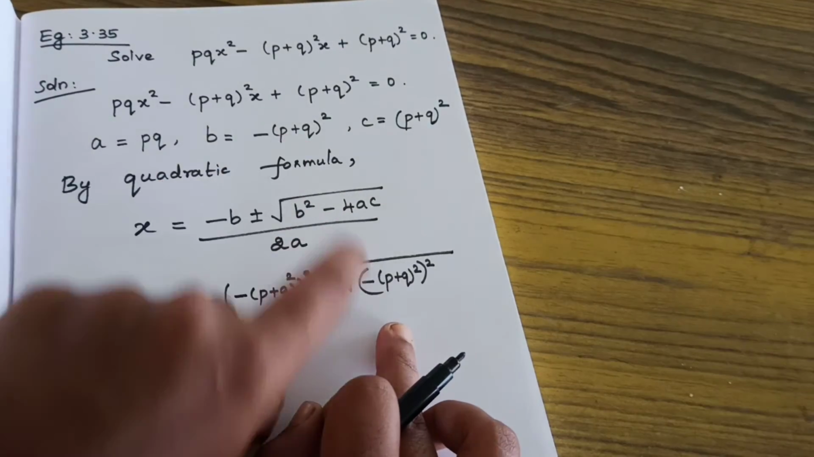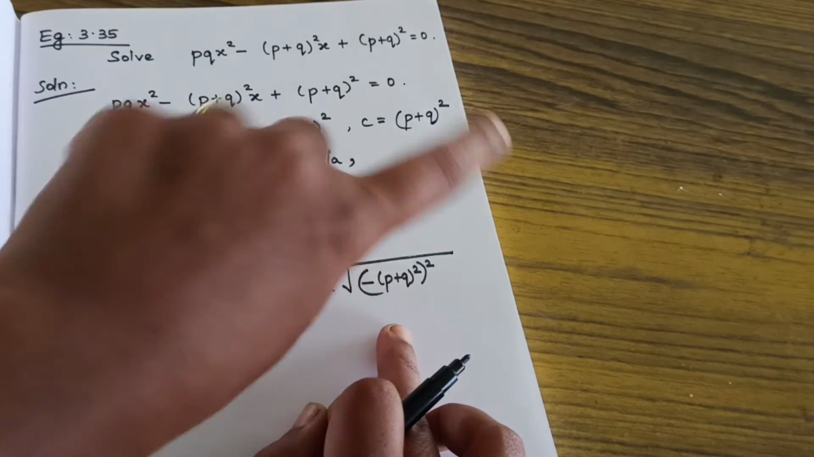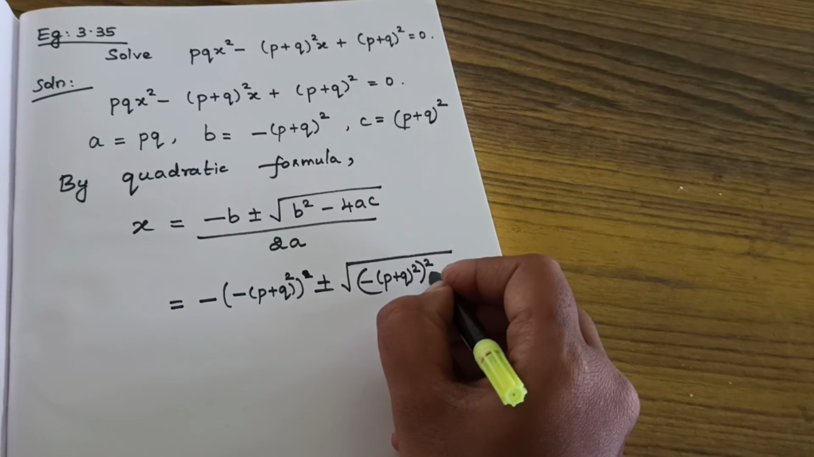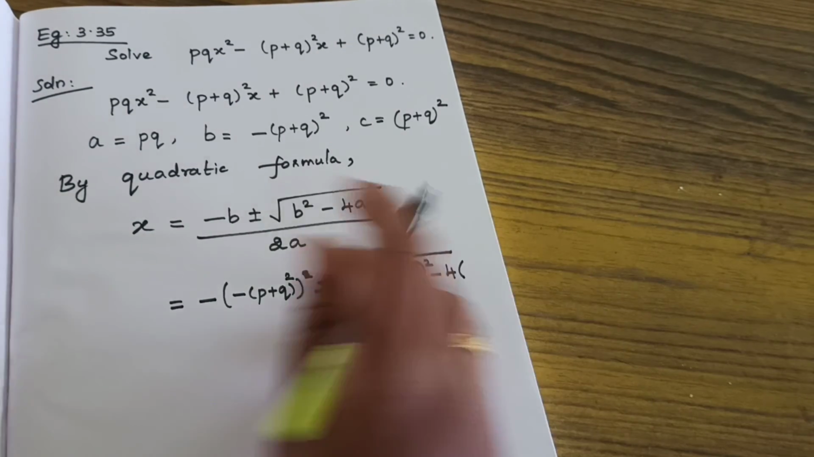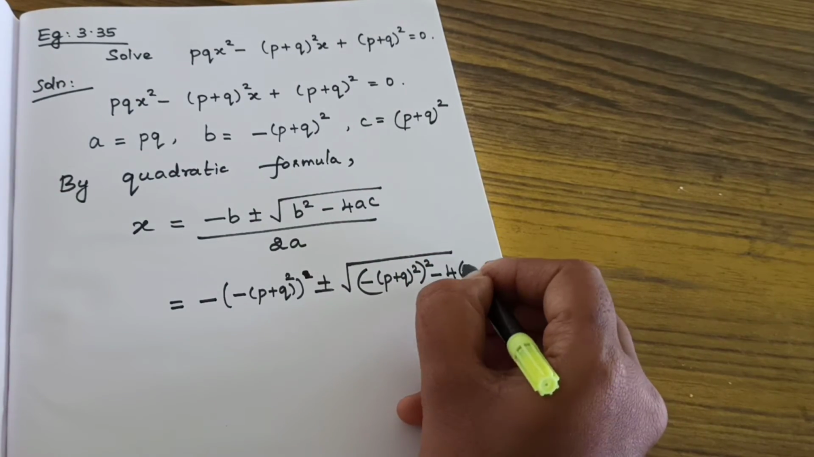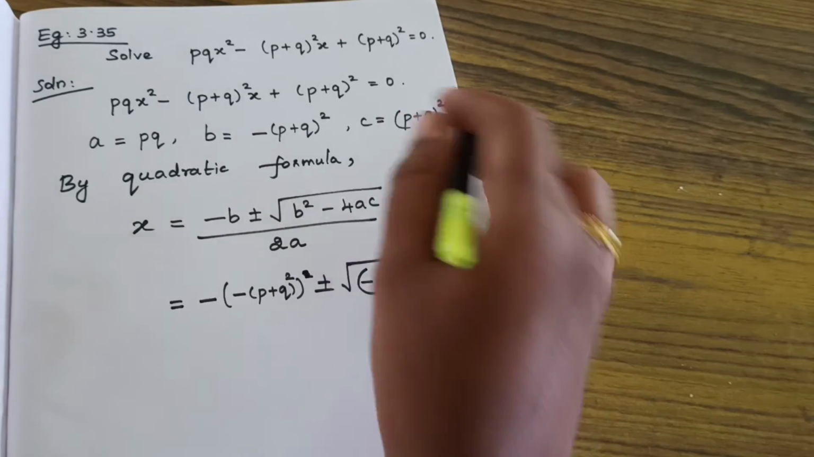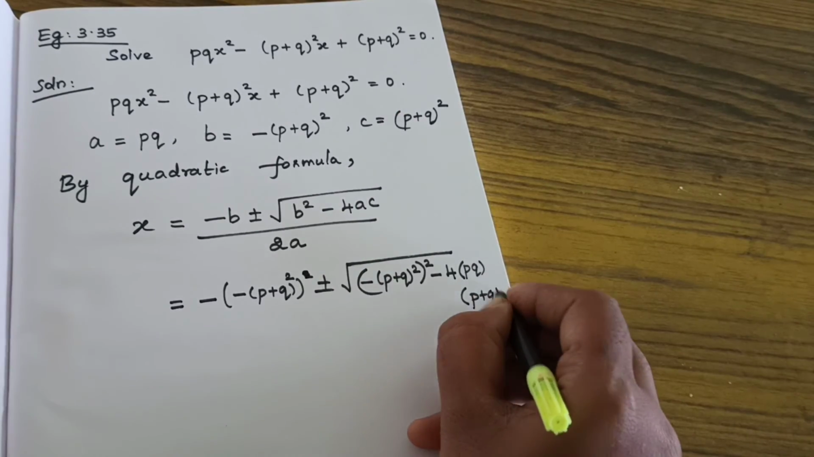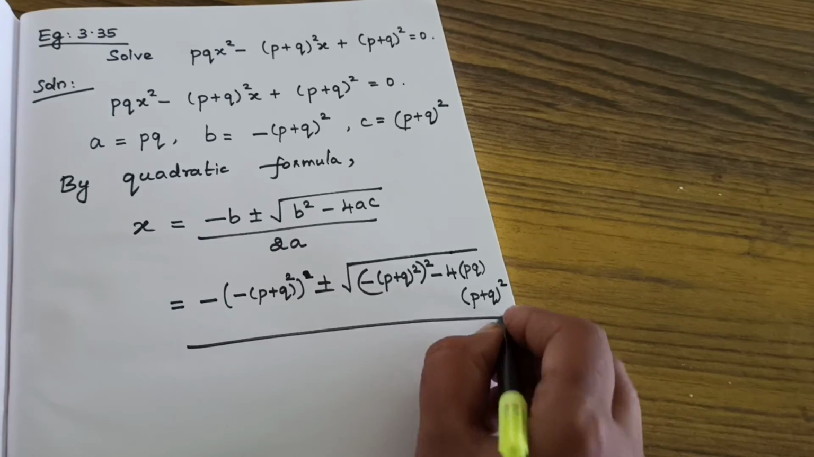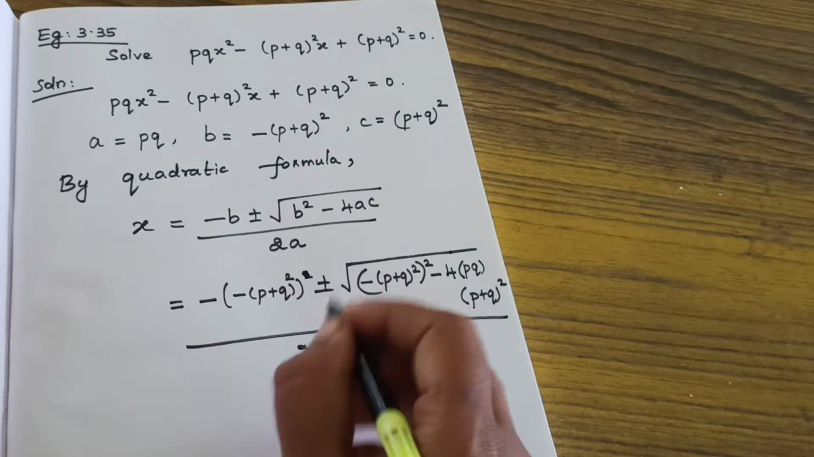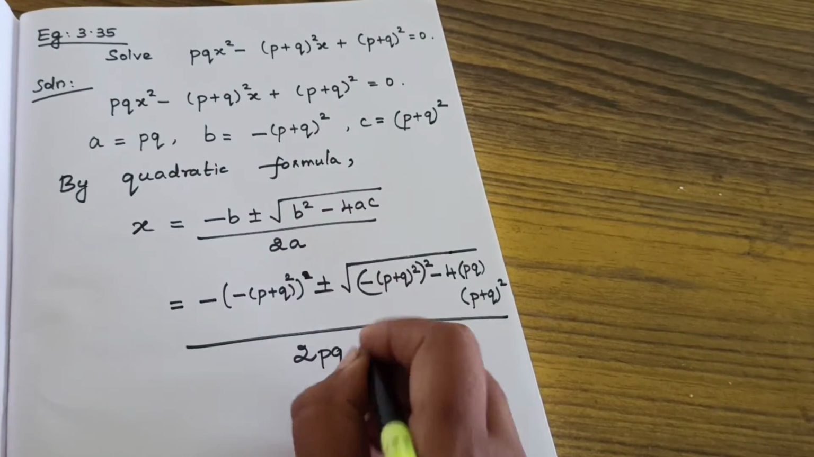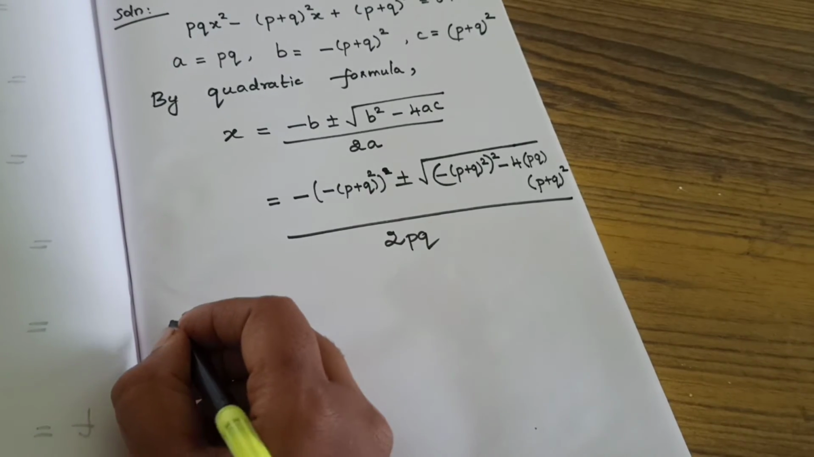b square means this b value, then for that 1 square. So minus 4 times the a value pq, the c value p plus q the whole square, the whole divided by 2a. So 2 into the a value pq. Got it?